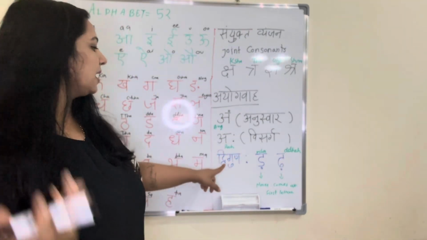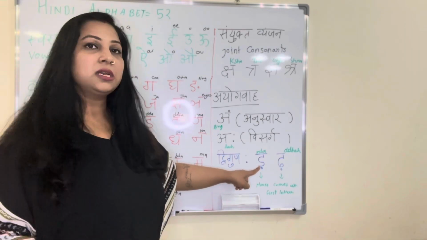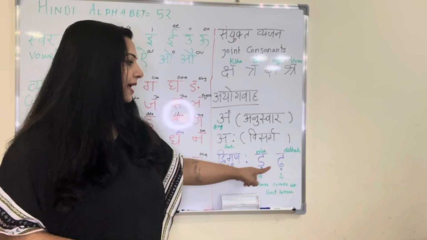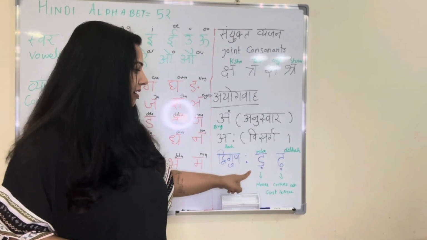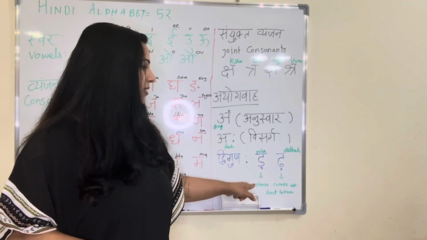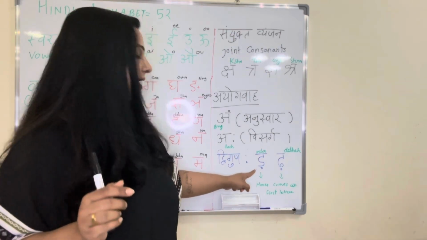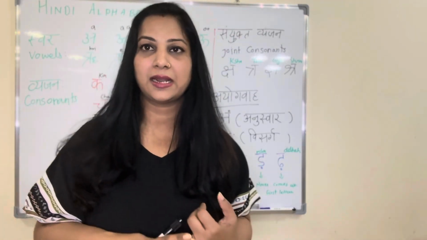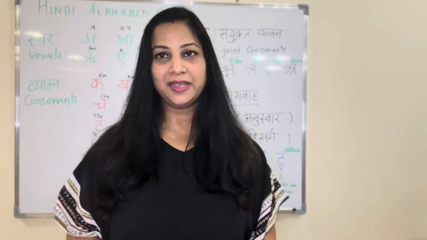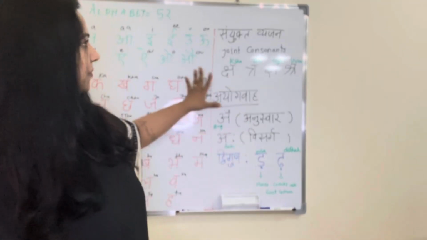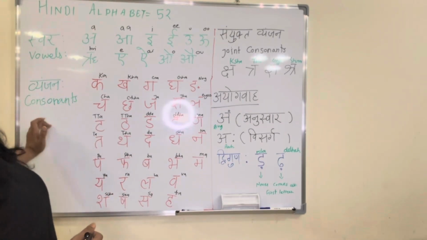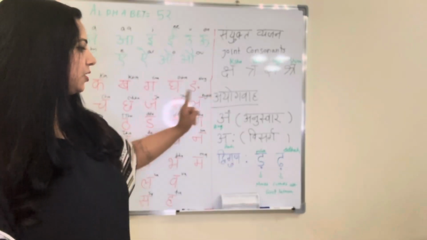Then we have two letters called digud, which are da and dha with a dot. You will never see any word start with these letters. They come either in the center or the end. And I hope I have covered it, divided into these parts: swar, vyanjan, sanyukt vyanjan, ayogva, and digud vyanjan.